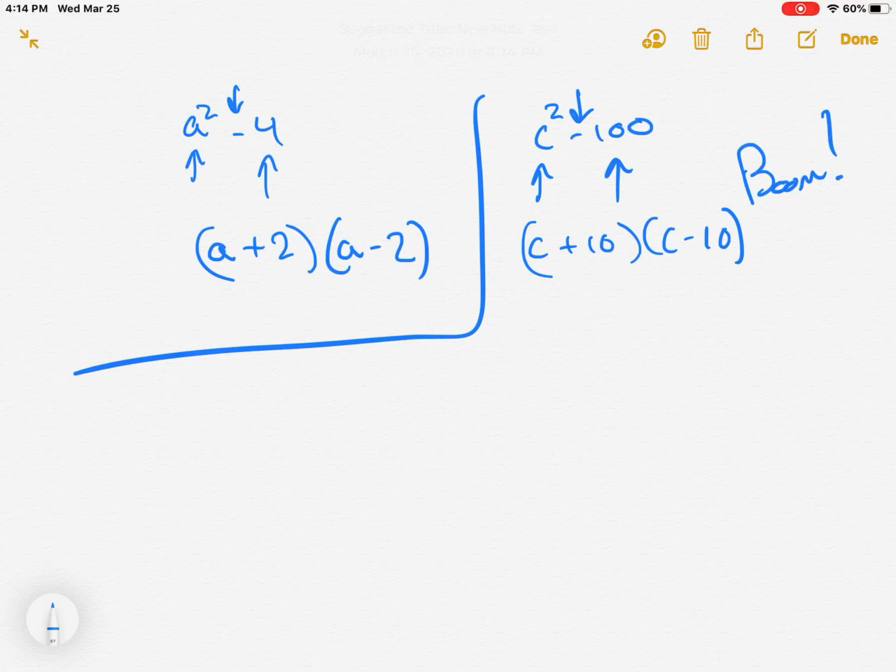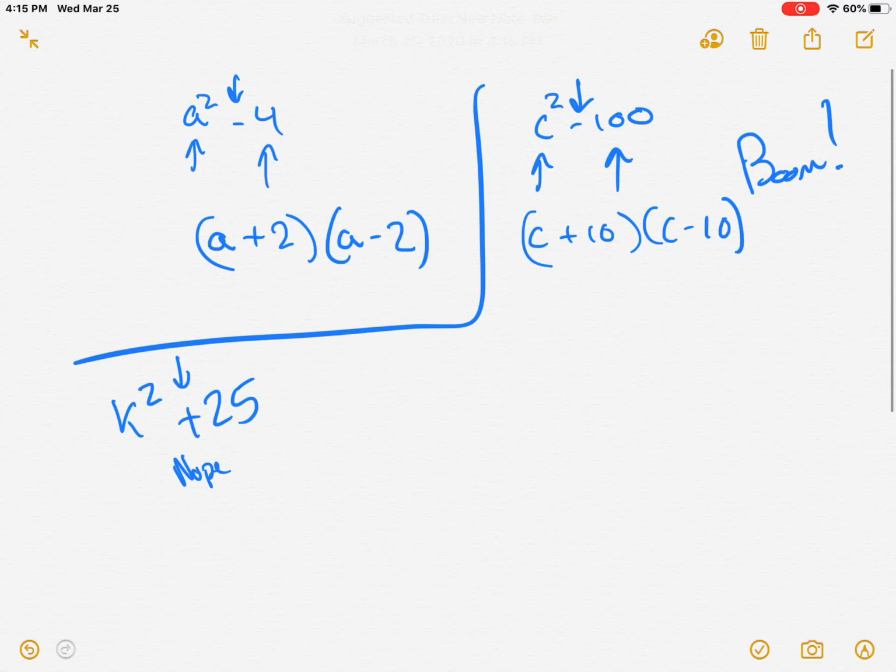Let's take a look at this guy real quick: x squared plus 25. Subtraction sign? Nope. We can't factor it. Remember, when you can't factor something, it's prime.